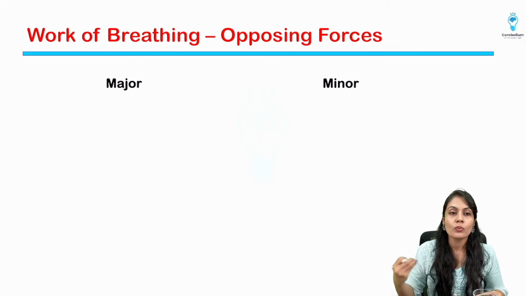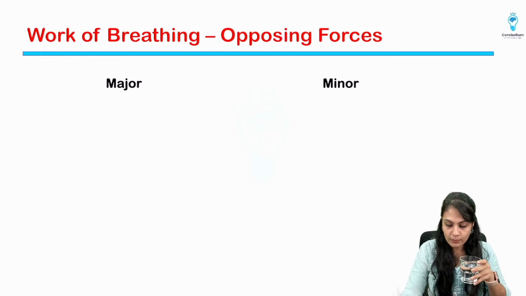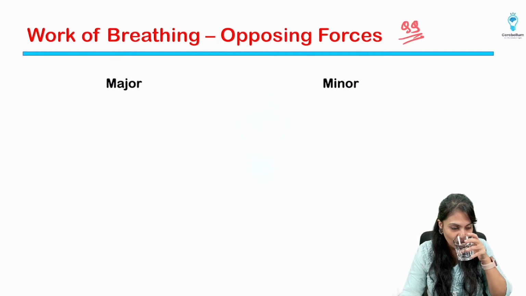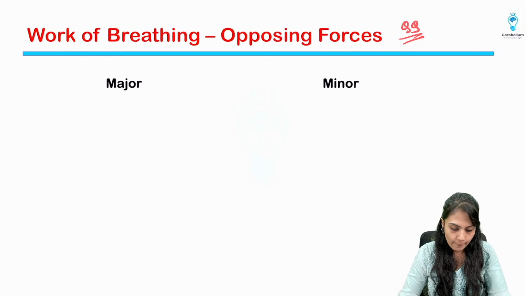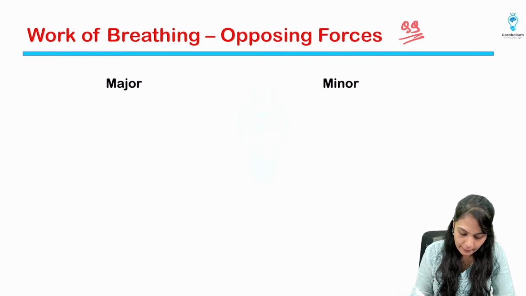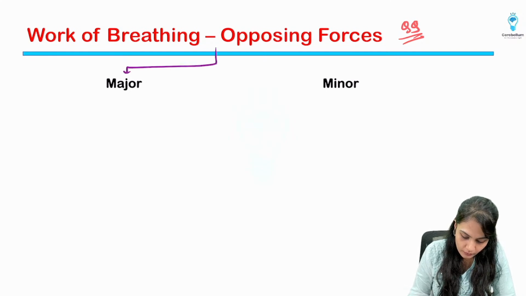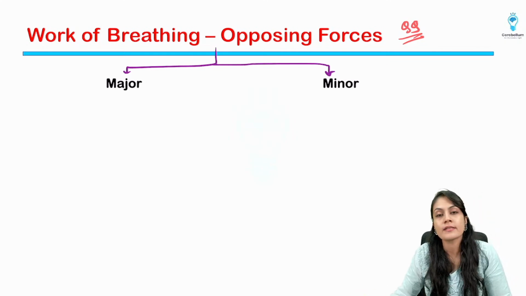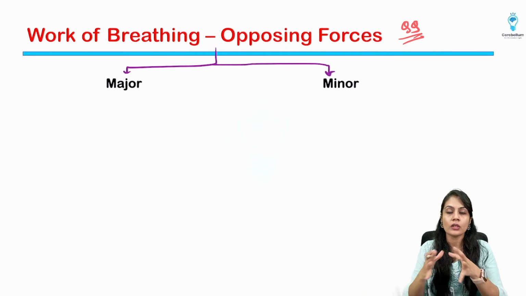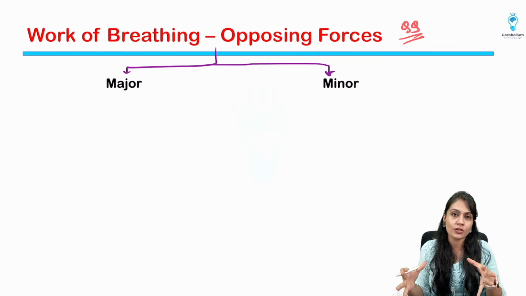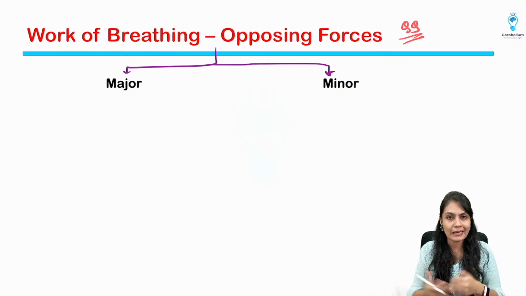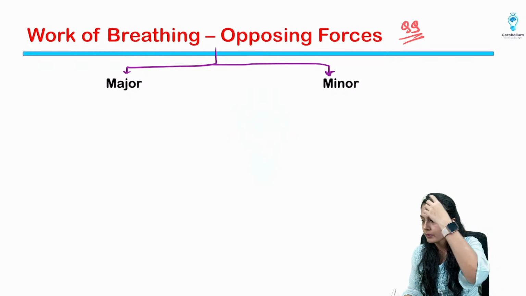Tell me how the work of breathing is calculated. Question comes on this, short question. Now remember, there are two things which are important for this, major and minor. There are opposing forces on which the work done during breathing is dependent. I'm going to just give you the major chart based format over here. You can just elaborate that if it comes in the exam, right?